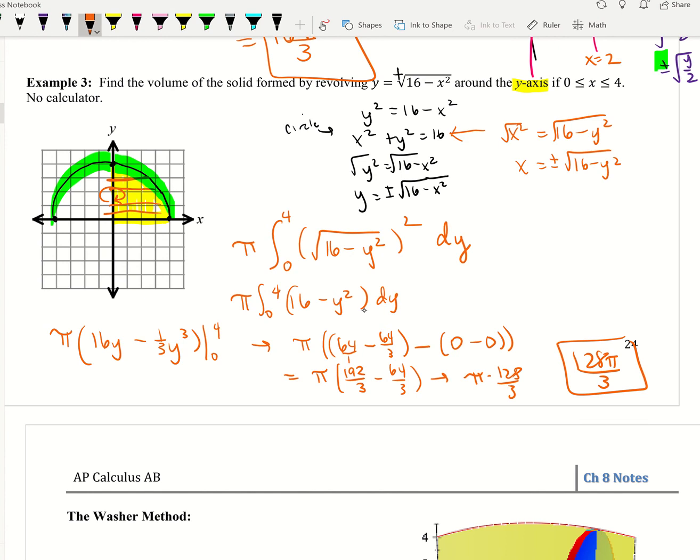And so anytime that your radii are horizontal, you need to do this dy. These have got to be y values, and you're going to have to make sure that this variable is a y variable.